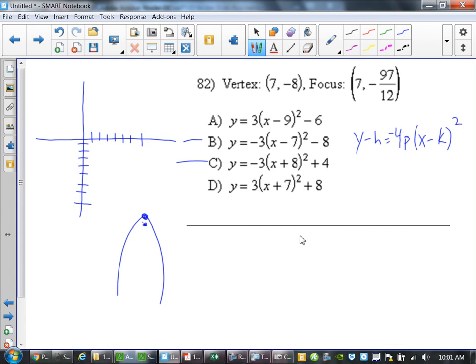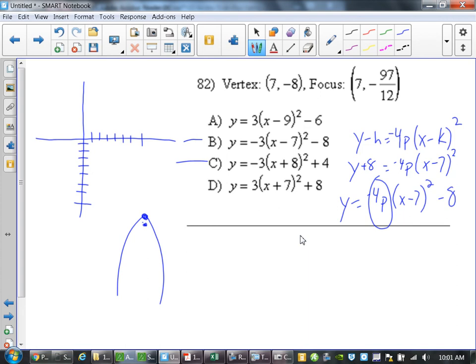Now, without doing any other work, I know where my center, my vertex is: 7 and negative 8. So it's going to be y plus 8 equals negative 4p times x minus 7 quantity squared. If I just move this over, I get y equals negative 4p times x minus 7 quantity squared minus 8. I don't have to do any other work except knowing that it's got to open downward and look like this, because I have enough information to work my way through it.